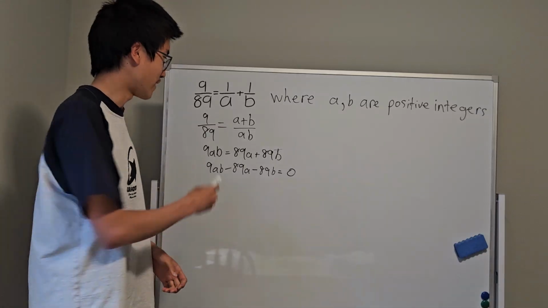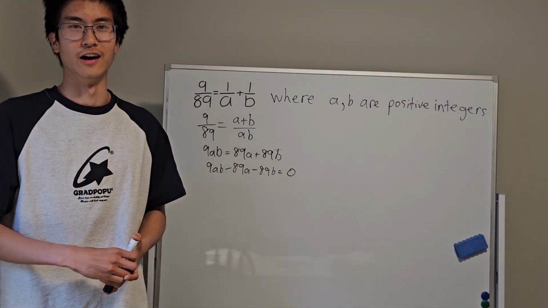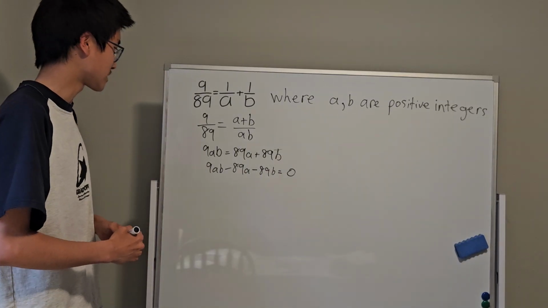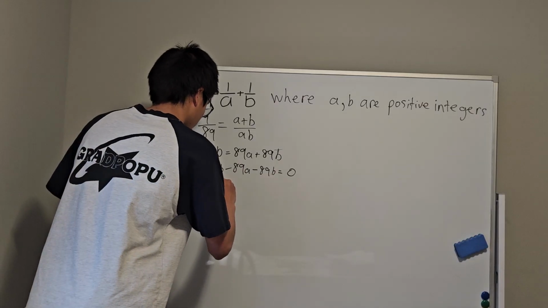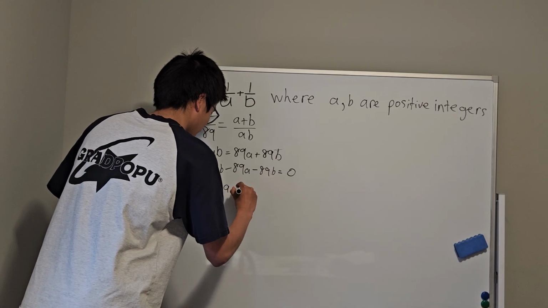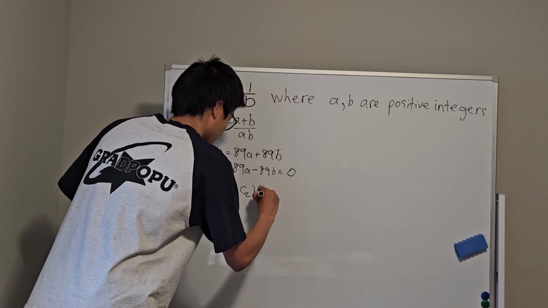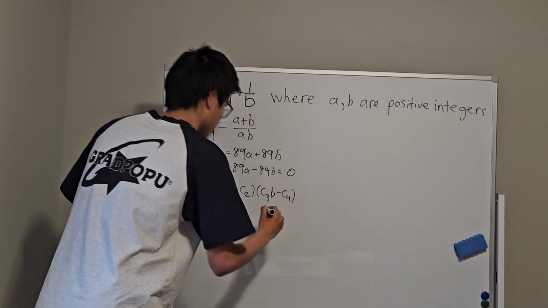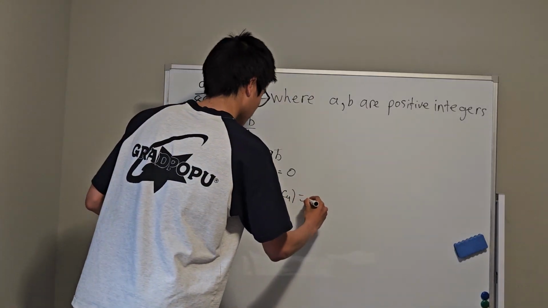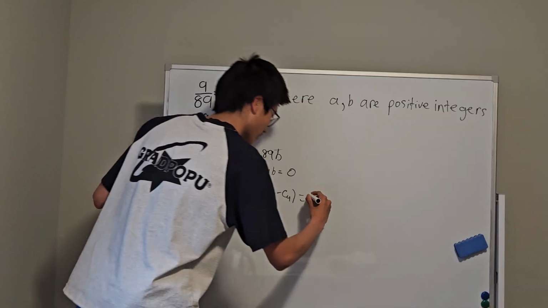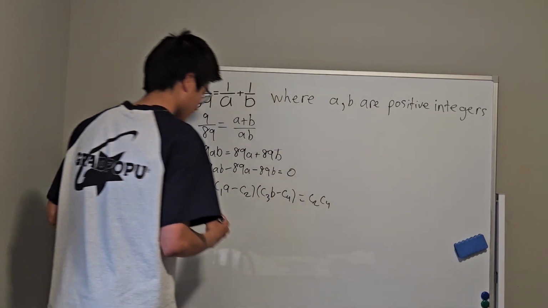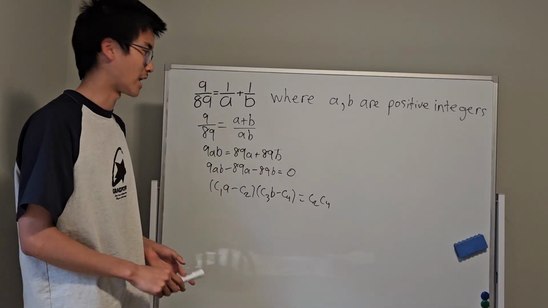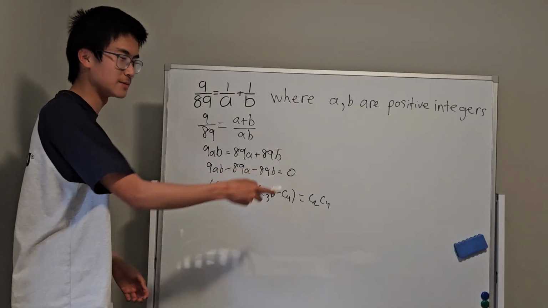And now we will be factoring this equation. This is what we call Simon's Favorite Factoring Trick, or SFFT for short. Basically, the factoring form is this: (c1 a minus c2) times (c3 b minus c4) equals c2 c4. This is because after we expand everything out, we have an extra c2 times c4 term.